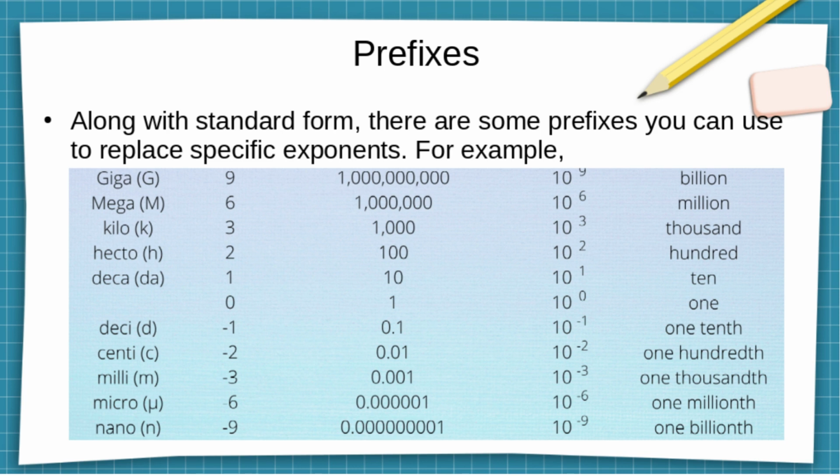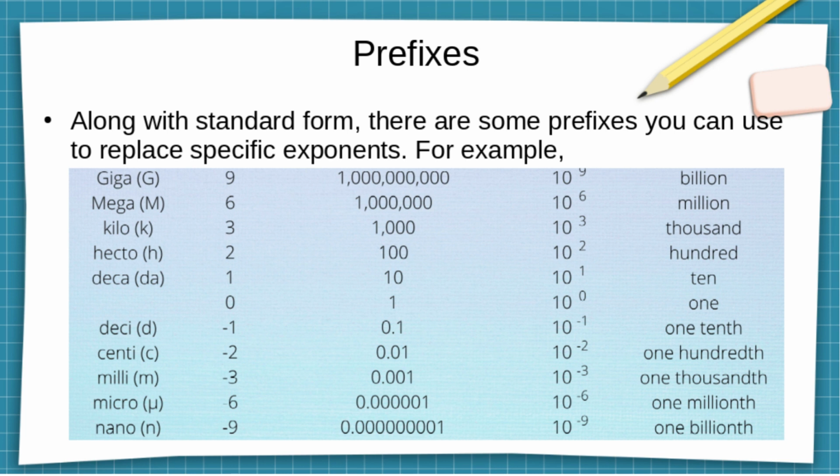Once you've got your number down in standard form, you can choose to replace your exponent with one of these prefixes. The table given shows you the prefixes you can use in your paper. Okay, so if you had, for example, 7.86 into 10 power 9, you could see 10 power 9 is the same as Giga, so you could write 7.86 into 10 power 9 meters as 7.86 gigameters.